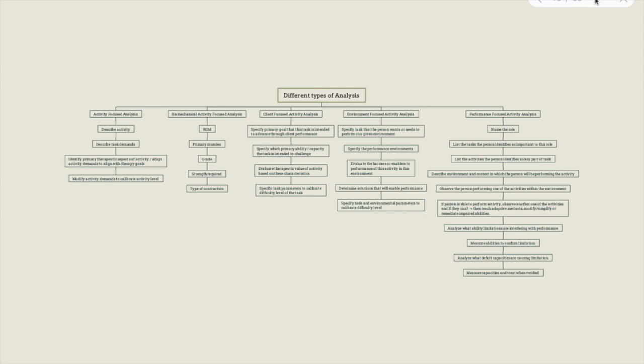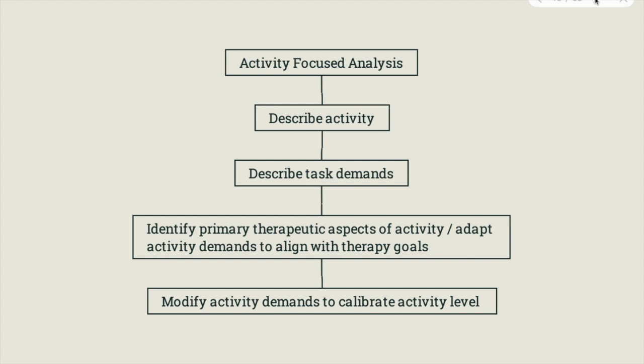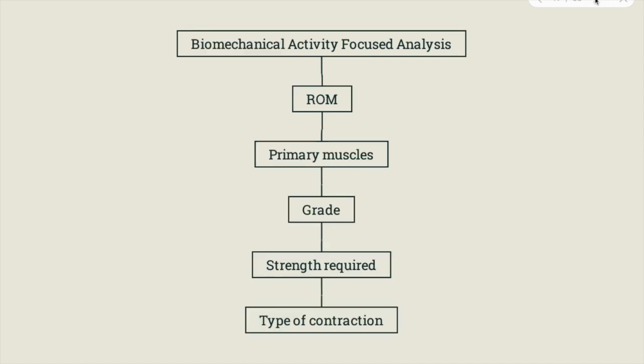So we're going to break down the different types of analysis. First, we're going to start with activity-focused analysis. This is obviously a heavy focus on the activity itself. It's going to identify primary therapeutic aspects of activity and adapt activity demands to align with therapy goals. Next, biomechanical activity-focused analysis.